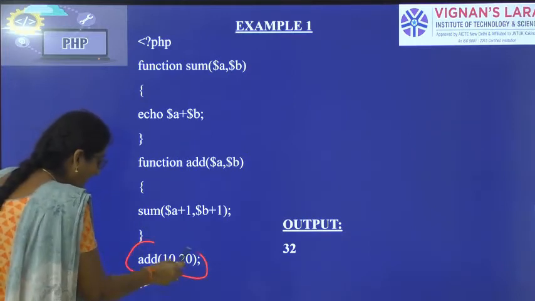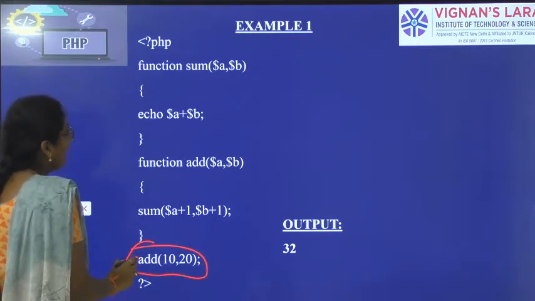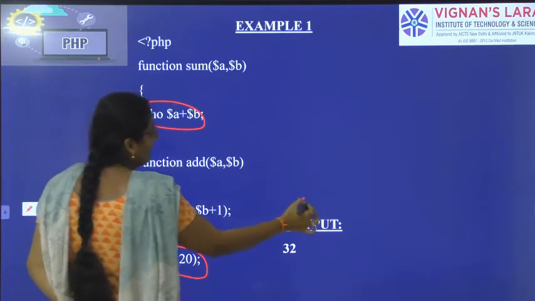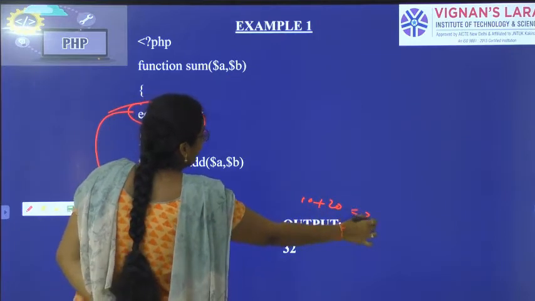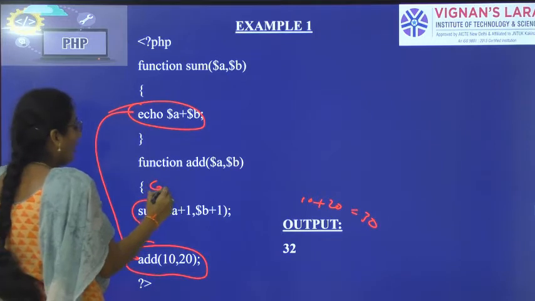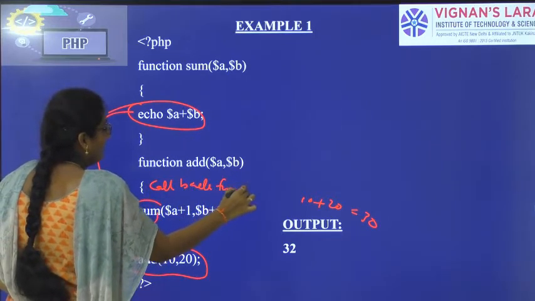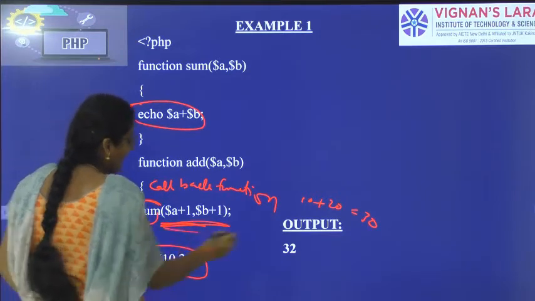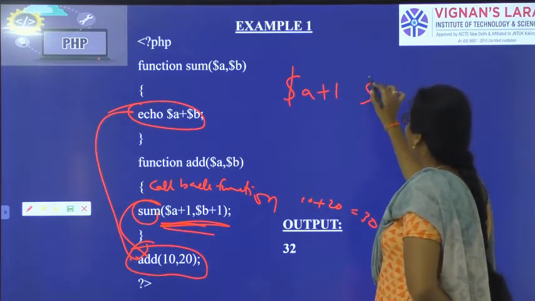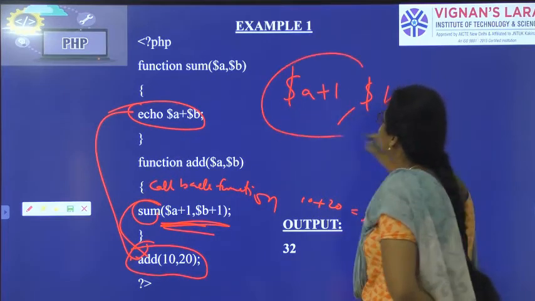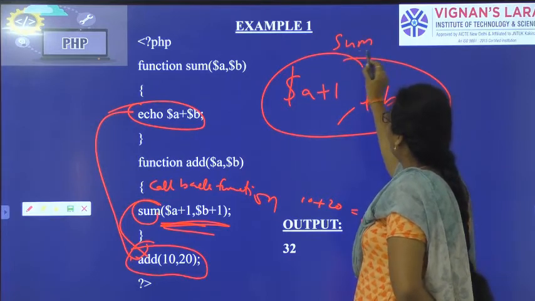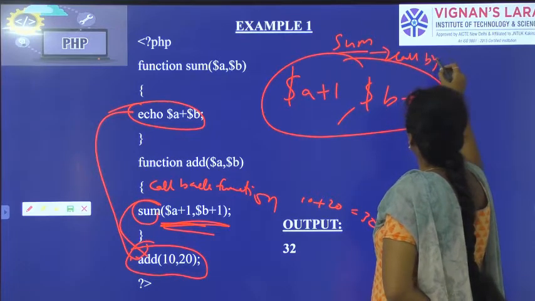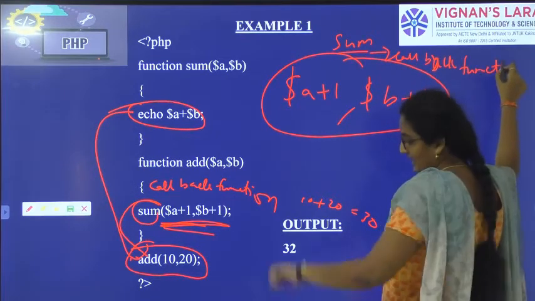See, initially we have add 10, 20. So this add 10, 20 is done and $a, $b we are going to print. So 10, 20 added and 30 we should print. But sum is the callback function. This callback function will again be called back by the add. In the sum function we have $a plus 1, $b plus 1. This sum is the callback function.